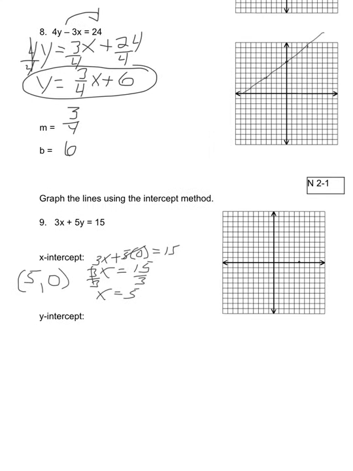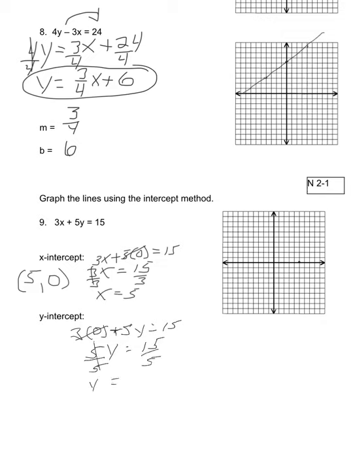Anywhere along the y-axis, my x is 0. Okay, my x is 0, so I'm going to plug into my original equation. I'm going to plug 0 for x. So 3 times 0 plus 5y equals 15. 3 times 0 is 0, so it crosses out. So 5y equals 15. Now to solve for y, we divide by 5.